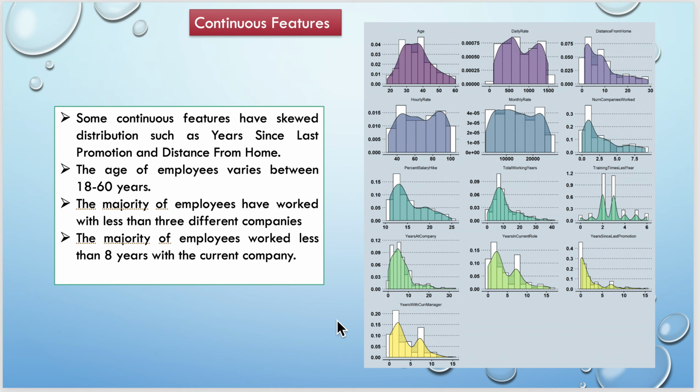Some continuous features did have skewed distributions, such as years since last promotion and distance from home. That will become very important in determining the conclusion. The age of employees varies between 18 and 60, and the majority of employees have worked with fewer than 3 different companies. Also, the majority of employees have worked less than 8 years with their current company.